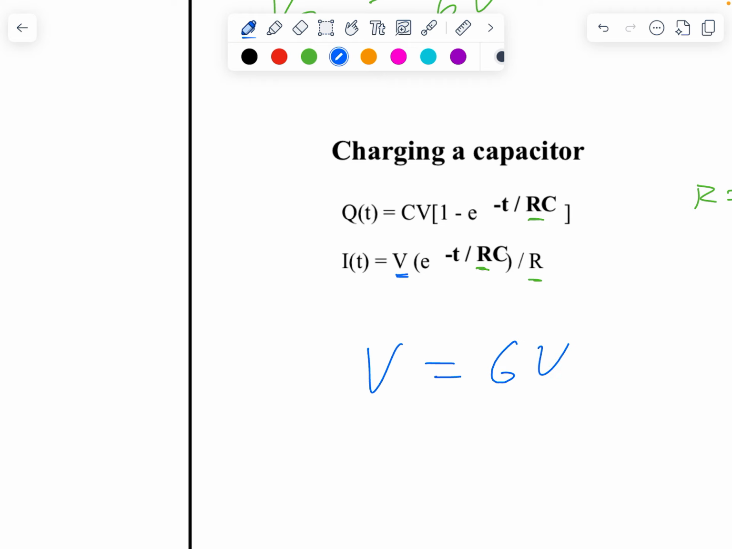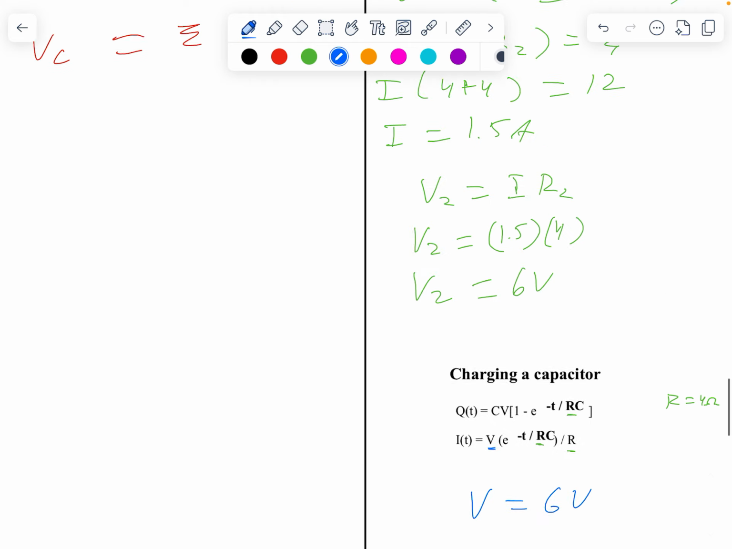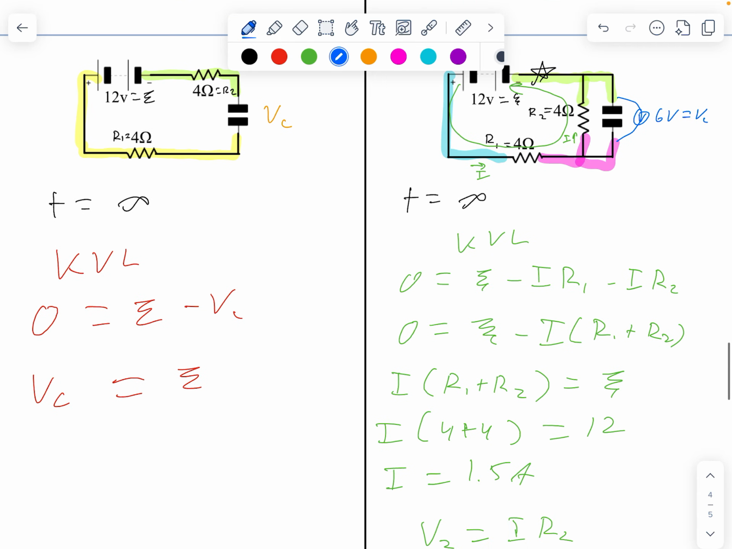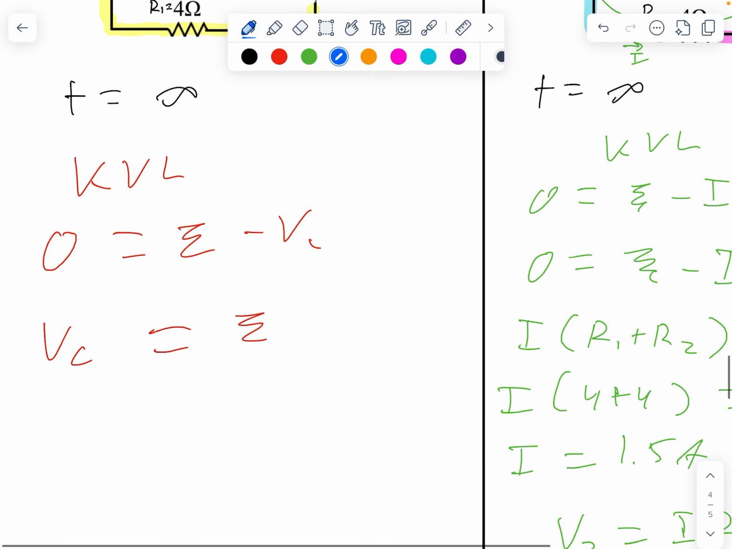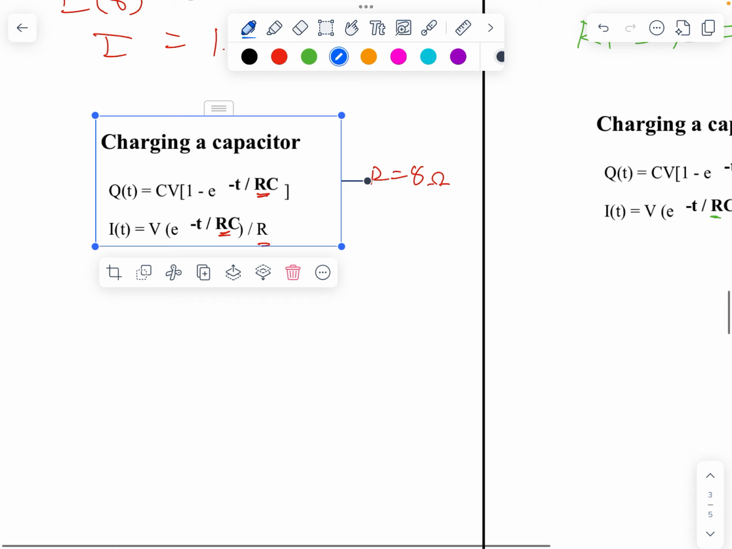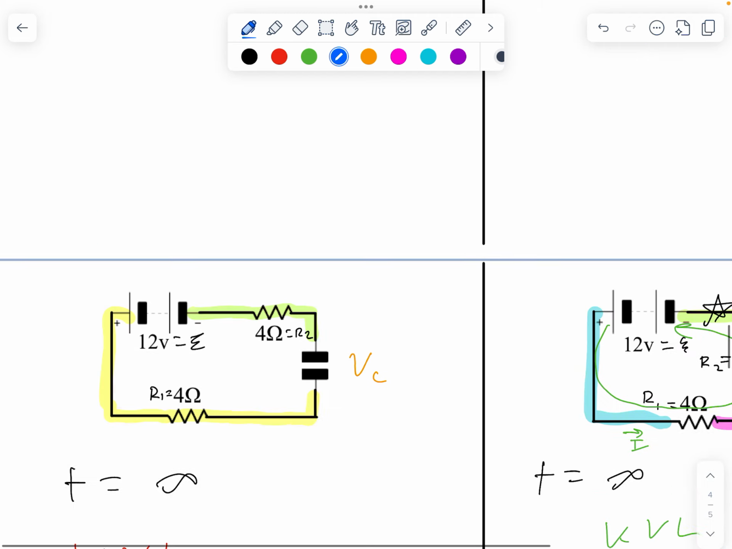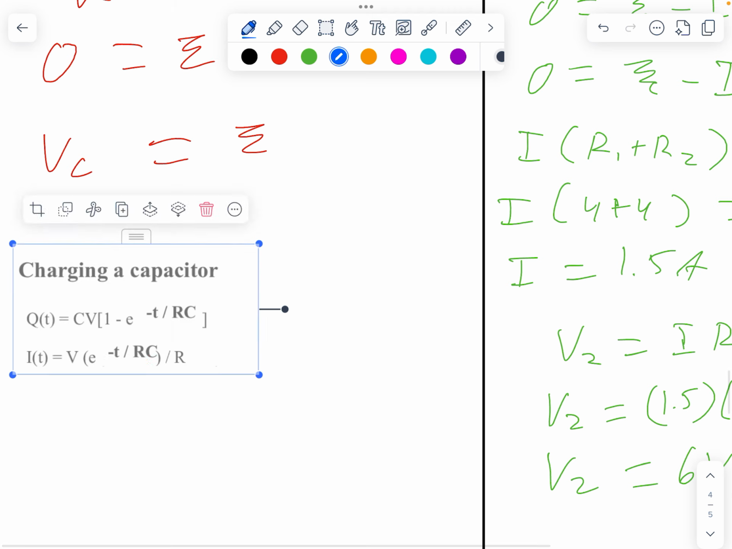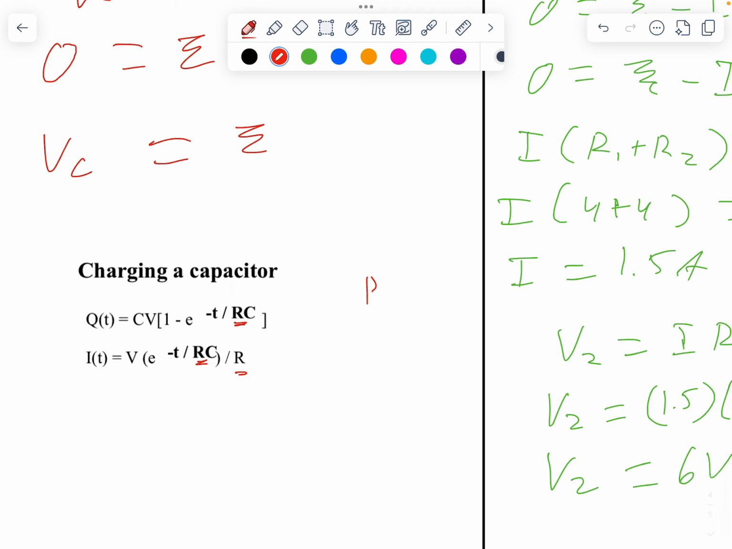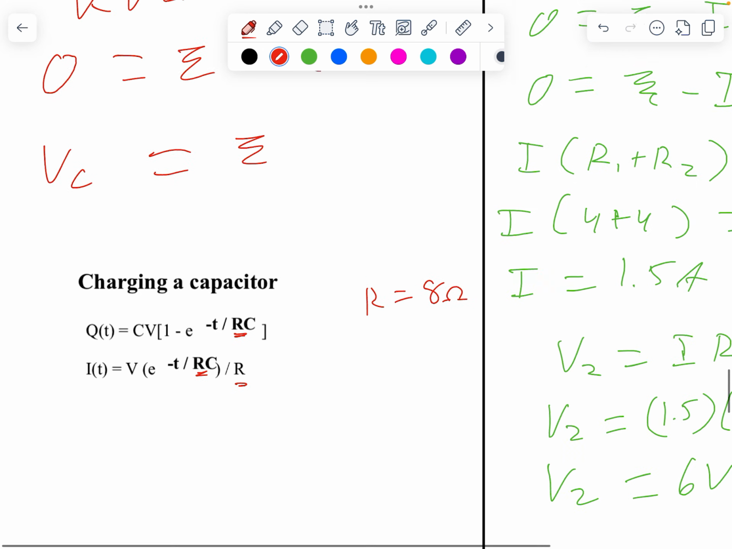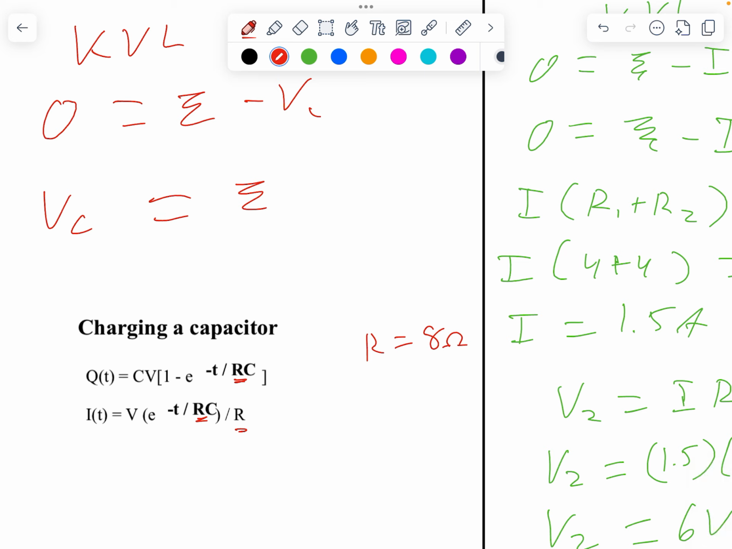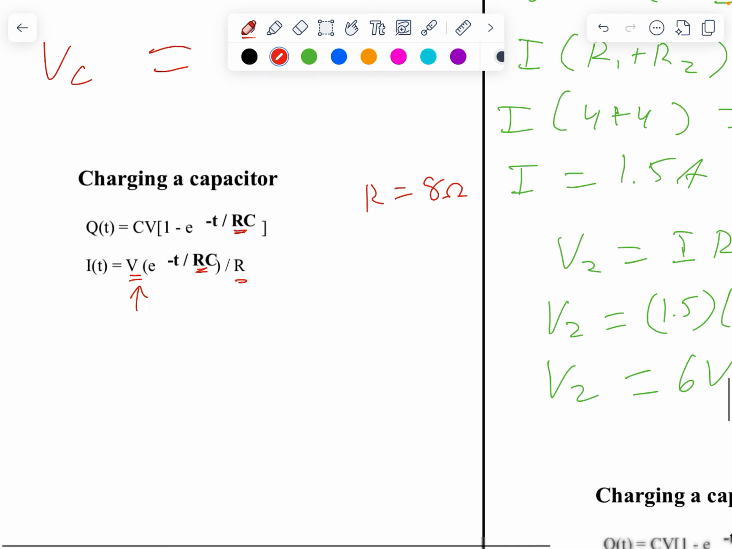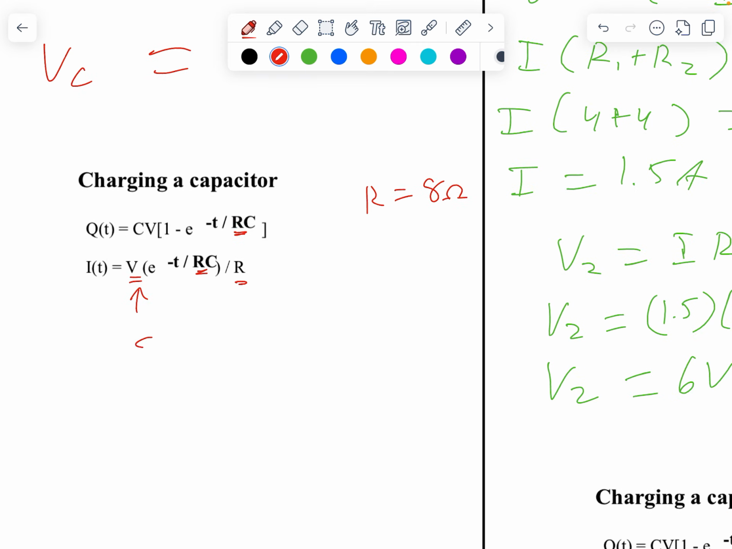That's 6 volts. Okay, so a different application for this circuit. If I go back over here, the voltage across the capacitor is the EMF. Same thing, bring these guys down so that we've got the full picture here. Over here, the resistor value, that was the 8 ohms that we determined above. Over here, after a long time, we see what the voltage is across the capacitor that we need for the equation. That's the EMF.